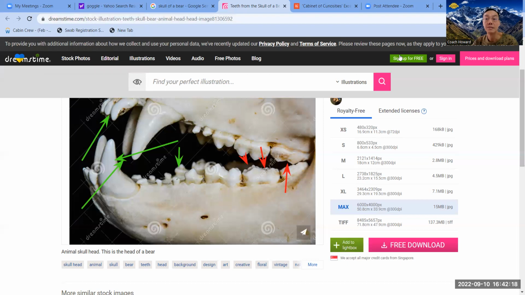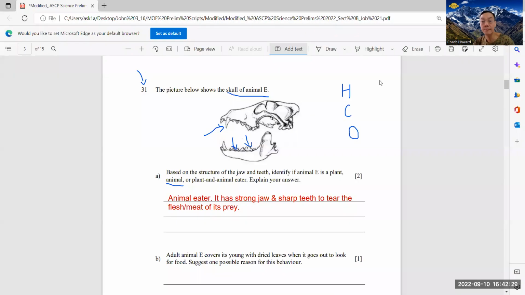Okay, let's continue with the questions that we are seeing now. So let's go back to the question here. So this is an animal eater. Okay, the next question asks you about this question.